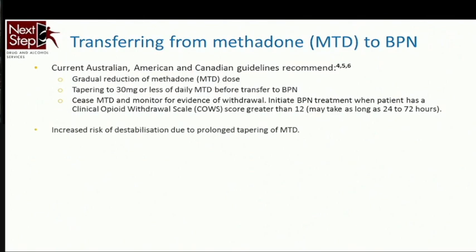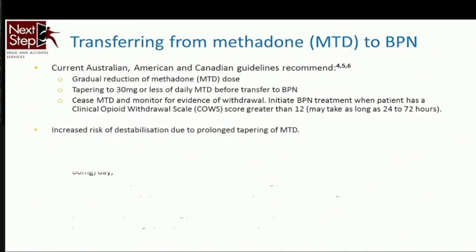The problem with this is some patients may be at increased risk of destabilization during the prolonged tapering of methadone. It's not uncommon for patients to take months, if not years, to come down from a dose of 80 milligrams or so to get down to around 30. And if it's a situation where that needs to happen quicker because of health issues or because patients want it to happen quicker, then that can be a problem.